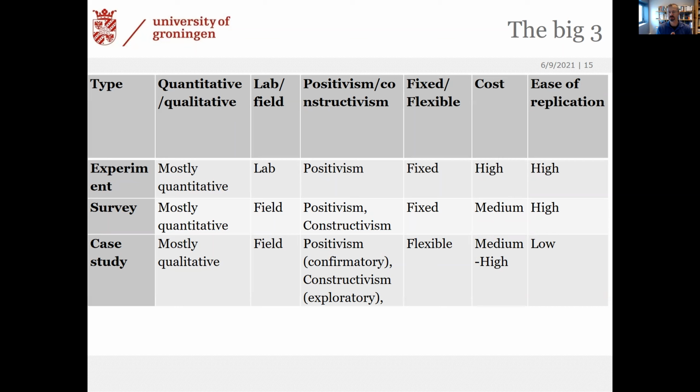Then you have the difference between positivism and constructivism. These are the two main, let's say, schools of thought when doing empirical research. For positivism, you can think of physics, where you think that there is an absolute truth. I have this object, the object has gravity. If I let go, it's going to fall on the floor. So there is an absolute truth about this, and we can find this truth.